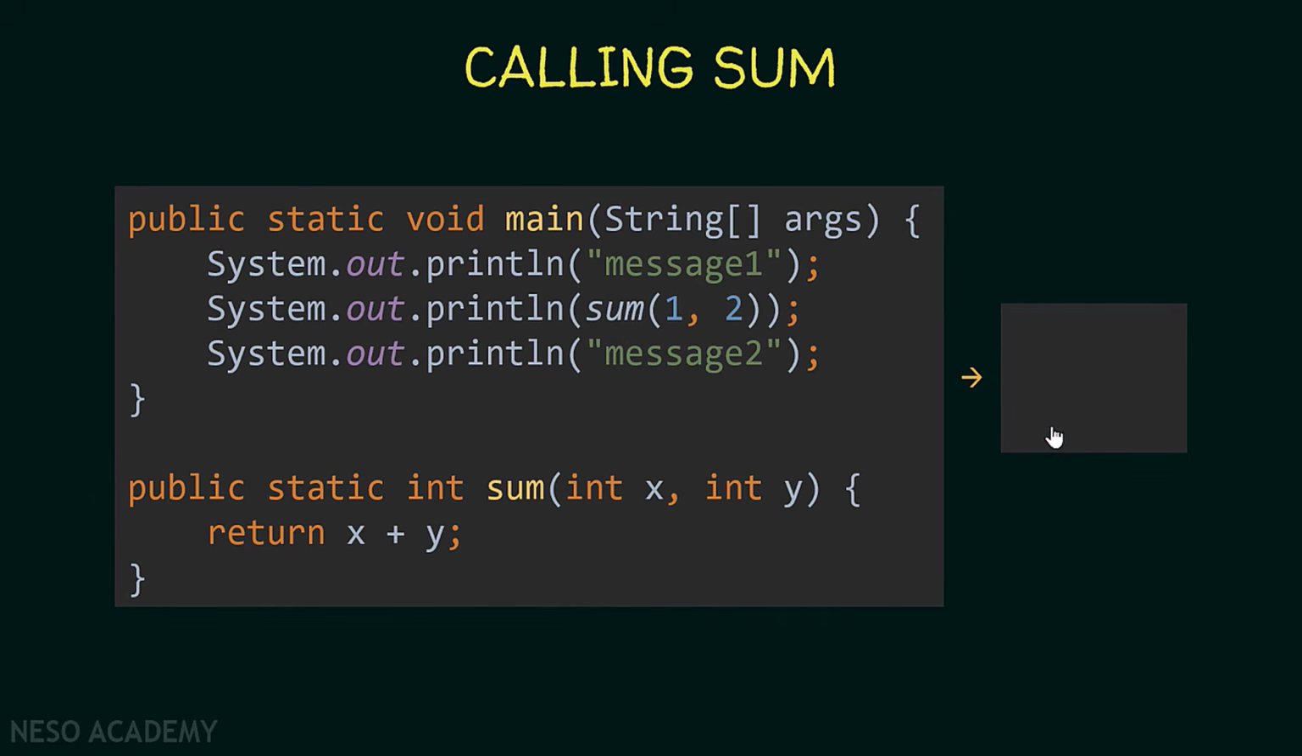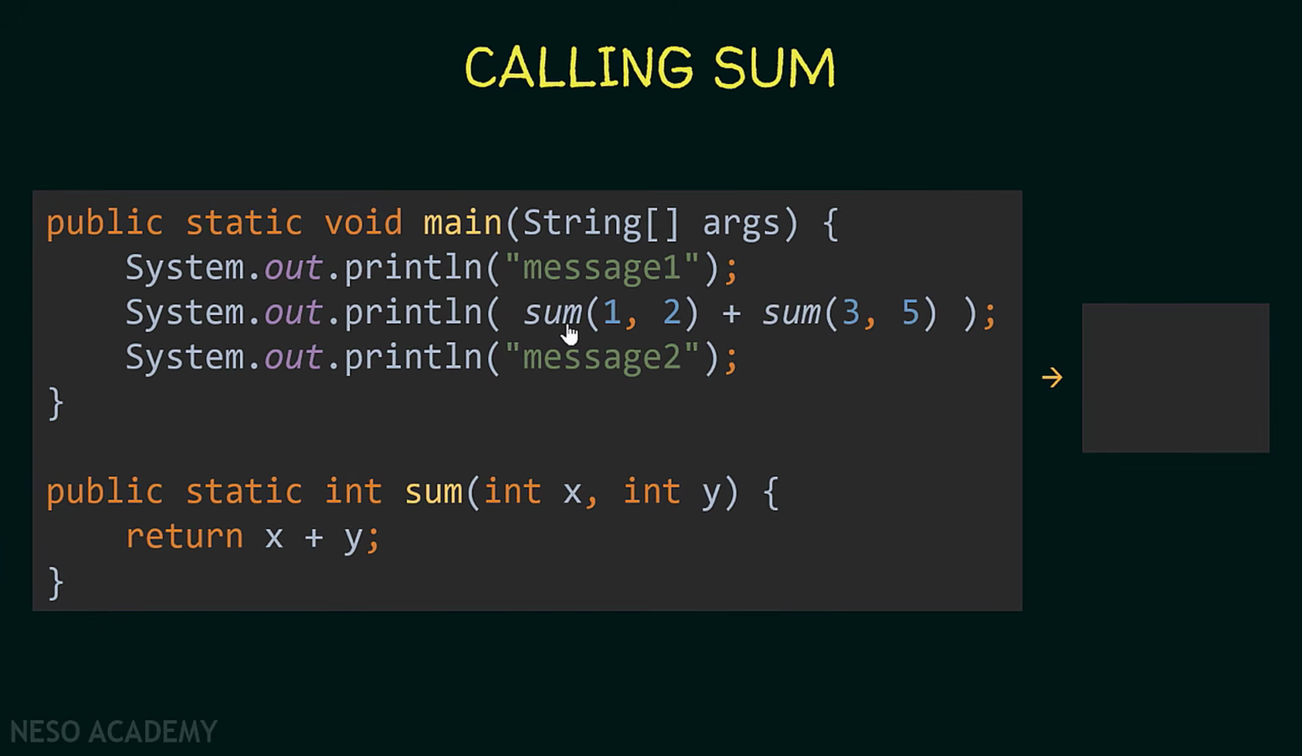Let's see another example. We have the same code, but now I'm printing the sum of 1 and 2. So over here we are going to return 1 plus 2, which is equal to 3. So we will have 3 over here. And after that we are printing 3. Okay, so we are printing the return value of the sum method. So first of all we will print message 1 and then we will print 3. And finally we will print message 2. Okay, so over here we are using the return value. We are printing it using the println method. But previously we were not doing anything with the return value.